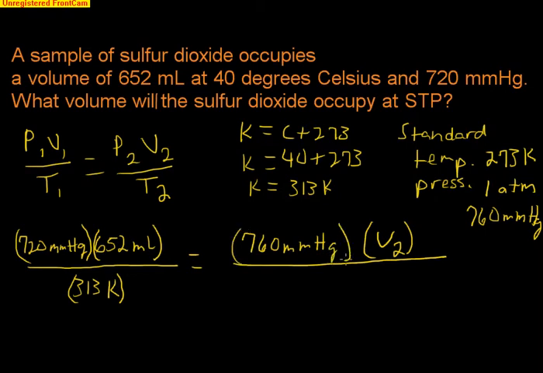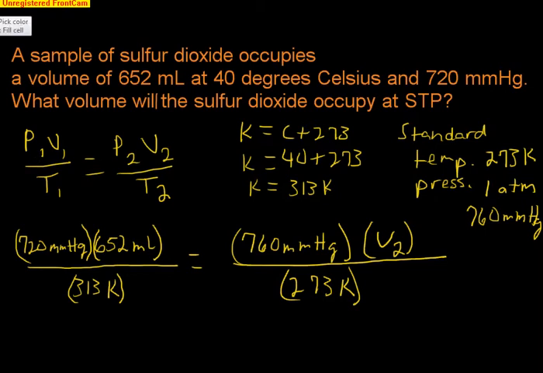So we'll put parentheses around that. And our standard temperature was 273, so the 273 goes in the bottom. So we've got this, and we'll put parentheses around here. Now, this is probably the most difficult part, actually setting it up. Once you've set it up, it's just multiplication or simple algebra after that. So once you've got this, we're going to go ahead and cross multiply, and then we're going to divide.